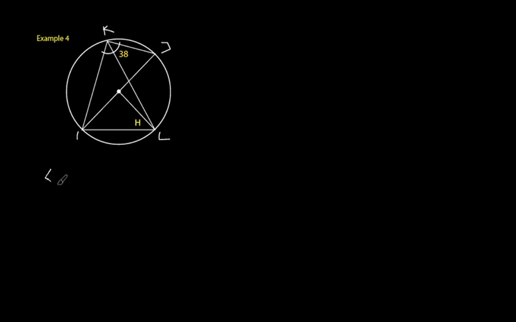So we know angle IKJ should be 90 degrees. Now if angle IKJ is 90 degrees, then angle IKL, let me use another color for that, the angle from here to here, which is the IKL, will be equal to 90 minus the 38 over here, which is giving us 52 degrees.